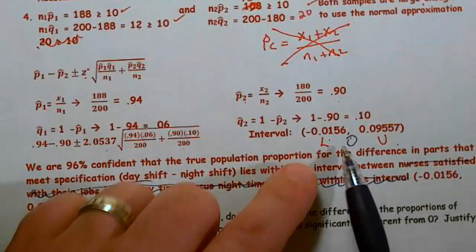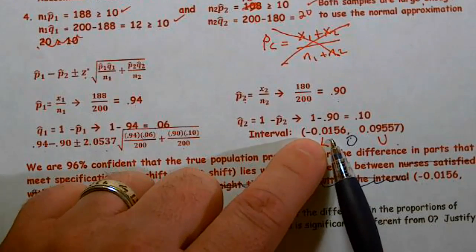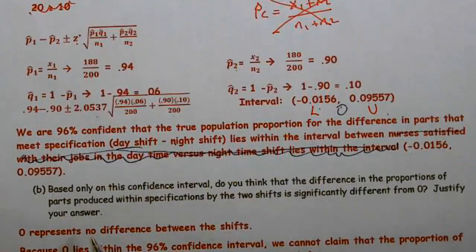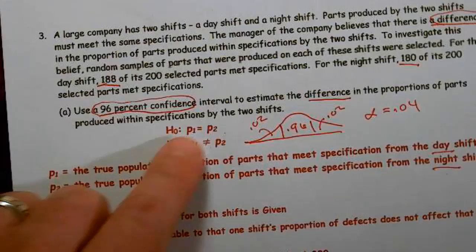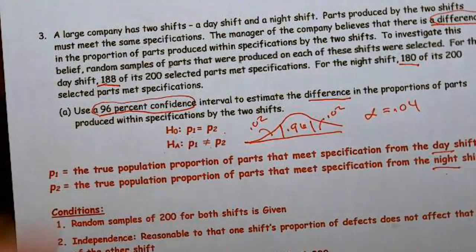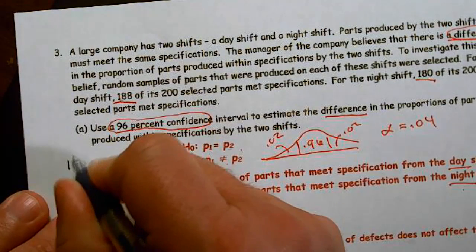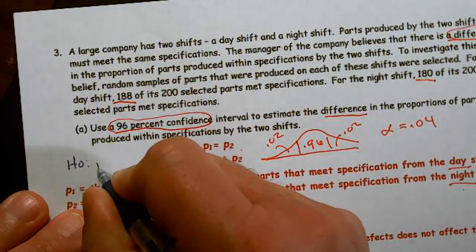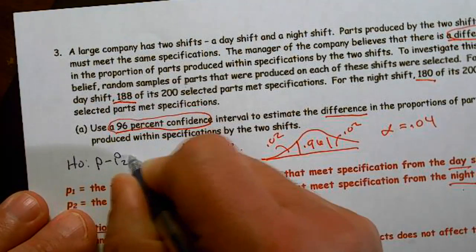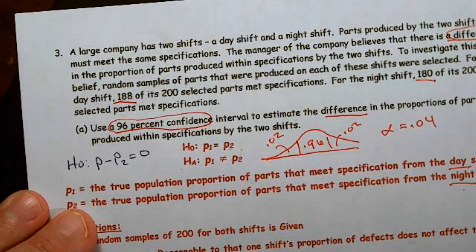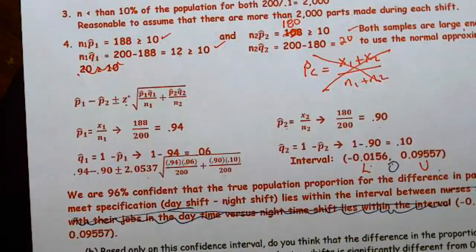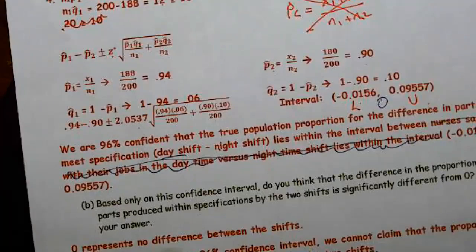However, when we run our confidence interval, 0 is included. So 0 represents no difference between the shifts. As a matter of fact, p1 equals p2. And if I rewrote this by algebra, my null could have been expressed as p1 minus p2 equals 0. All right. So our claim is that there is no difference. So 0 represents no difference between the shifts.